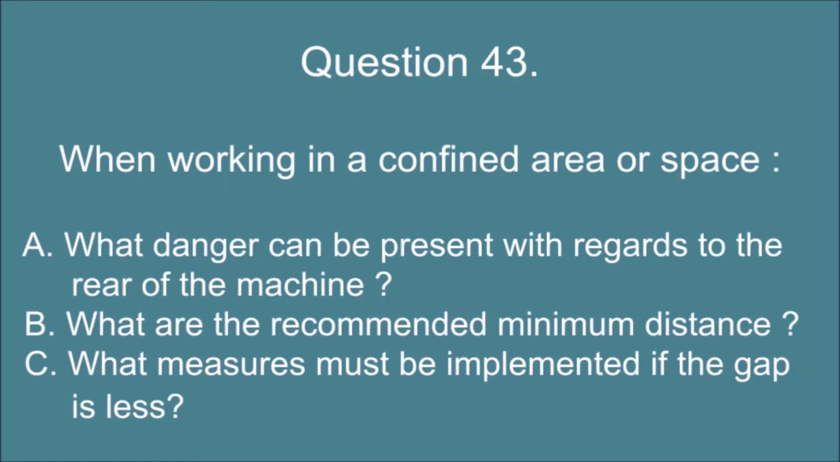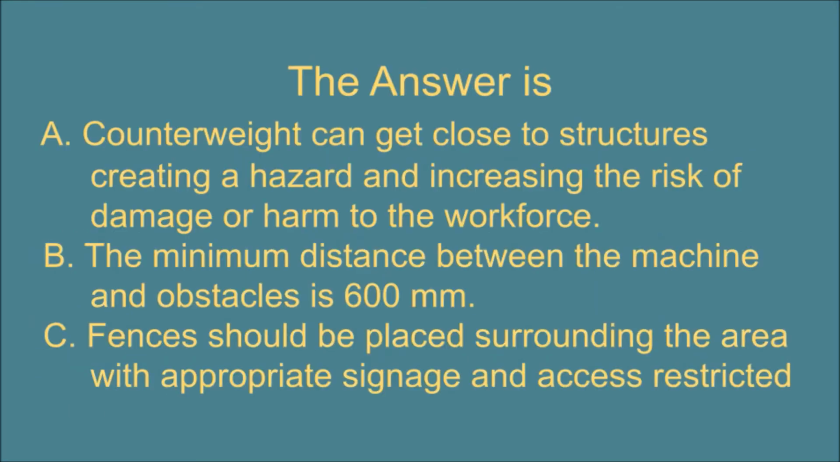Question 43. When working in a confined area or space. A. What danger can be present with regards to the rear of the machine? B. What is the recommended minimum distance, and C. What measures must be implemented if the gap is less? The answer is: A. The counterweight can get close to structures, creating a hazard and increasing the risk of damage or harm to the workforce. B. The minimum distance between the machine and obstacles is 600 millimeters. C. Fences should be placed surrounding the area with appropriate signage and access restricted.